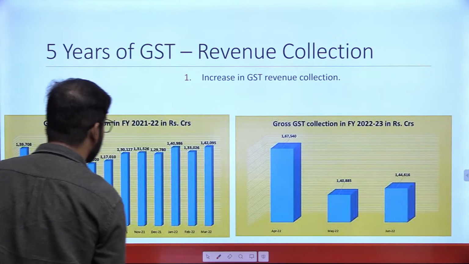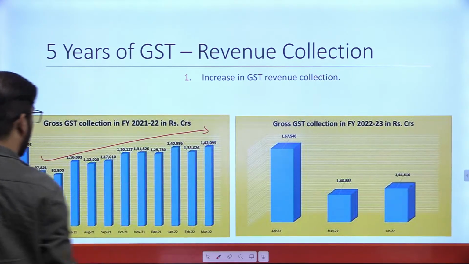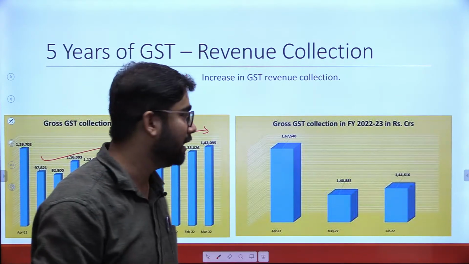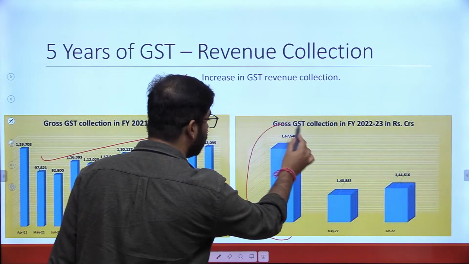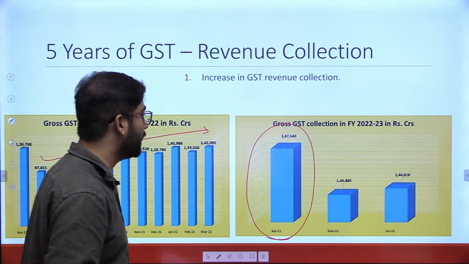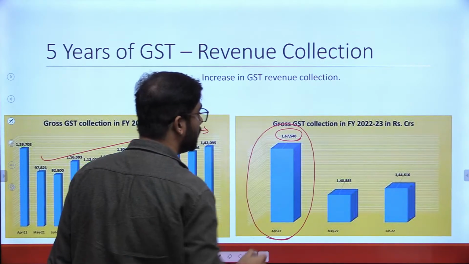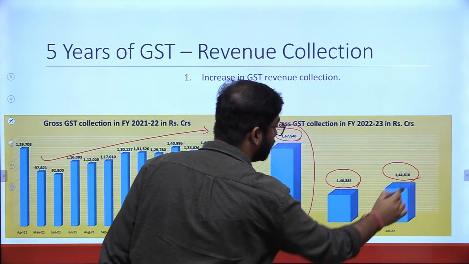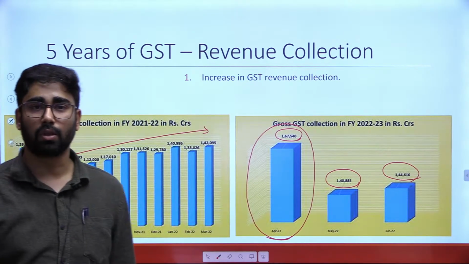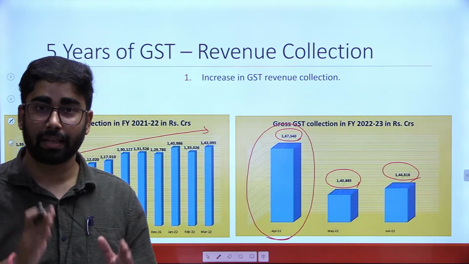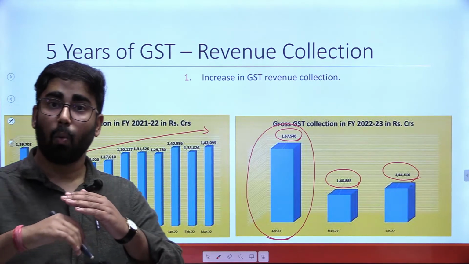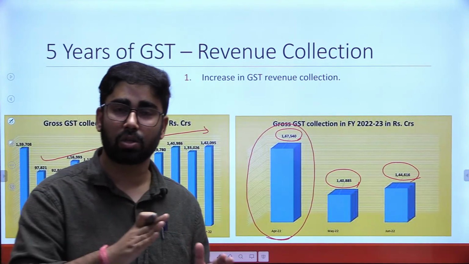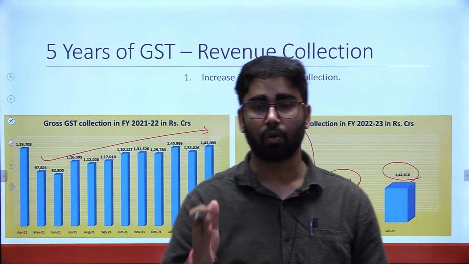Now revenue collections are also increasing. If we set aside the COVID pandemic, we can see the revenue collections are increasing. In April 2022, the collection was 1,67,000 crores. In May 2022, 1,40,000 crores. In June 2022, 1,44,000 crores. So we can see how much collection is already happening. We are now above the 1 lakh crore limit. Earlier, collection used to stay below 1 lakh crore, and now it is above 1 lakh crore.